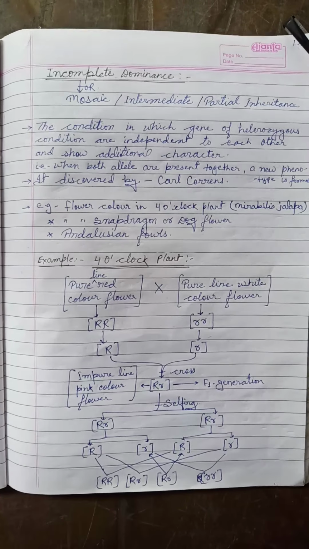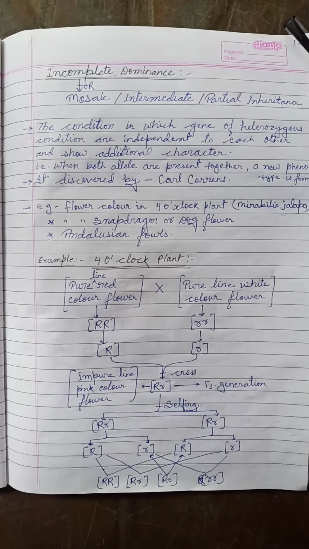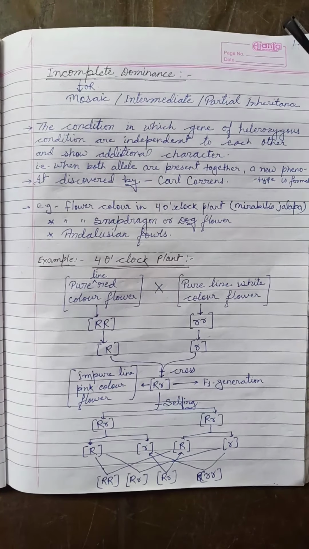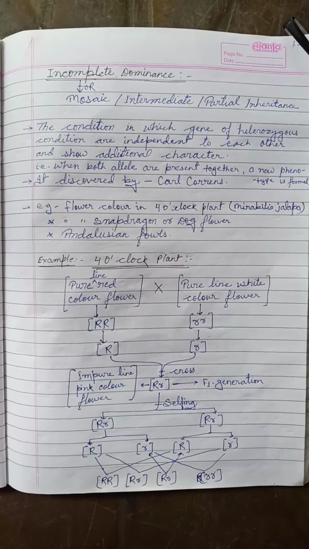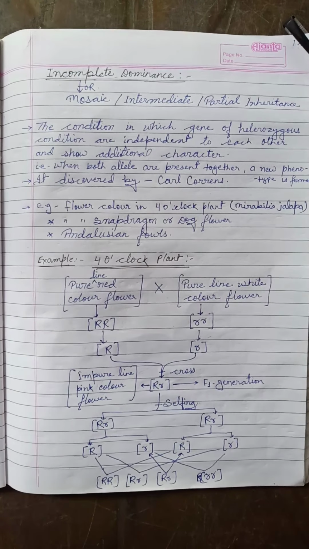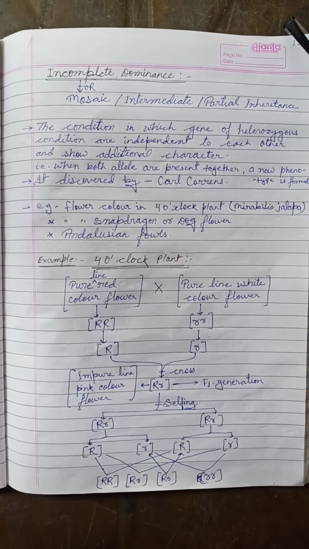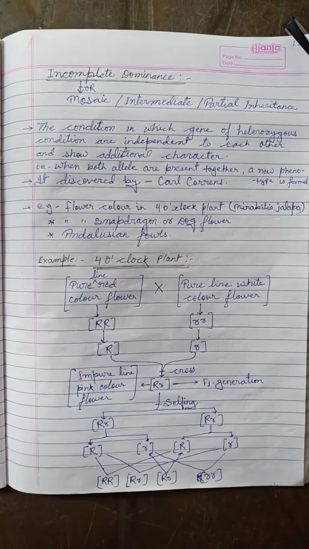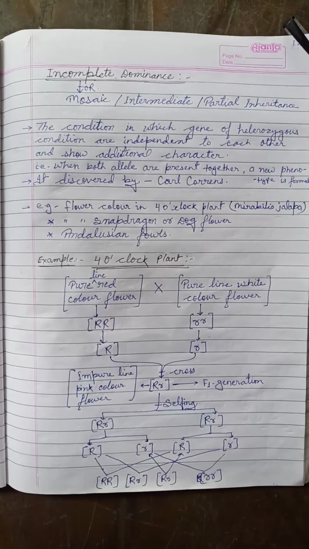The exceptions of the law of dominance include incomplete dominance, codominance, lethality, epistasis, and many more. But we will discuss incomplete dominance and codominance first. Okay, let me tell you about incomplete dominance.